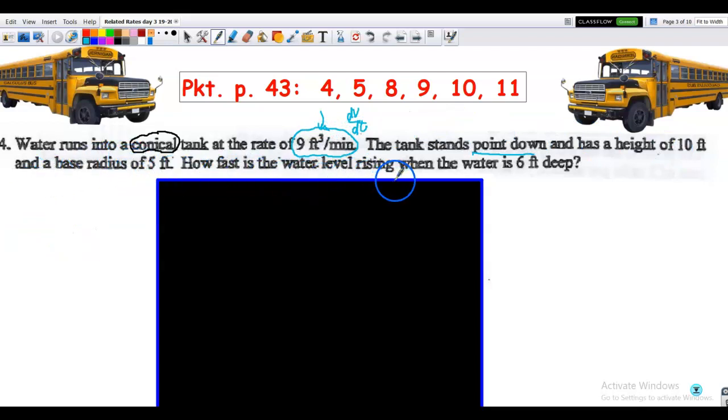How fast is the water level rising? So it's fast water level, and that is going to be the height, dh/dt. So that's my job, is to find dh/dt. So I'm going to begin by drawing my conical tank. It is point down.